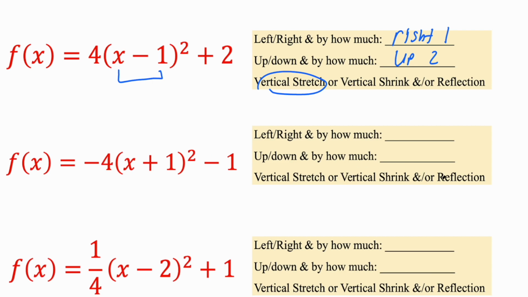Now for the next one, we have a -4. So it's going to be two things. It's negative, so it's a reflection, and the absolute value of -4 is a +4, which is bigger than 1, so it's a vertical stretch. Now we have a +1 here, so we're going to go left by 1. And we have a -1 here, so we're going to go down by 1.